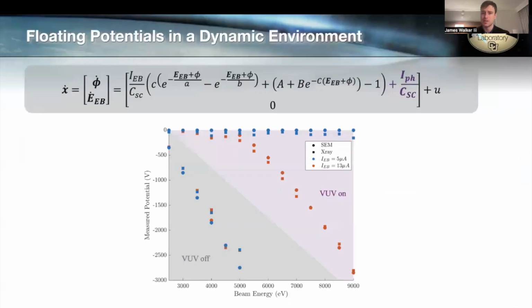Going back to experiments now, we want to look at the relationship between measured potential and beam energy, so the stable potential that each beam energy achieves on the target. First, looking at without the VUV lamp on, we see this nice linear relationship. This is what we would expect and what we see in all of our previous results. We also see that the current of the electron gun doesn't factor into the floating potentials, which again is what we would expect. But now once we turn on the VUV lamp, this changes.